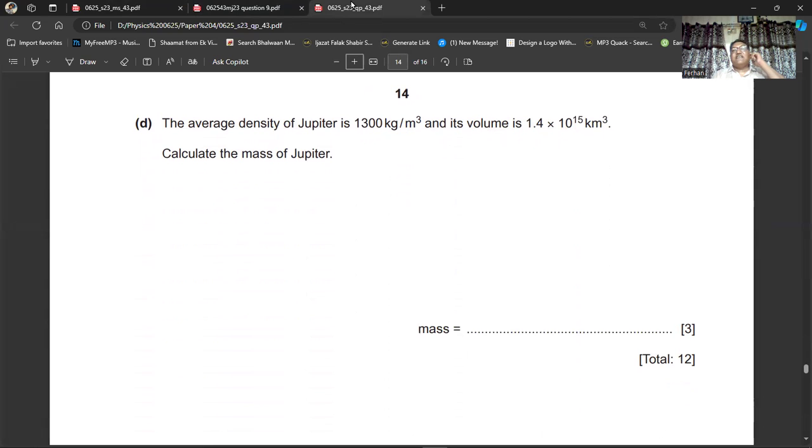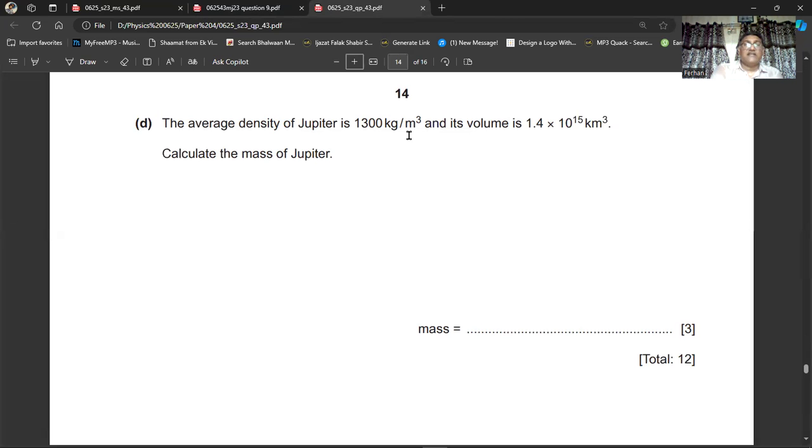It says the average density of Jupiter is 1300 kg per meter cube, and its volume is 1.4 expo 15 kilometer cube. Calculate the mass of the Jupiter. Okay, so if you know the density and you know the volume, you can calculate the mass. Mass is equal to density multiplied by volume. That is very easy. But there is a problem.